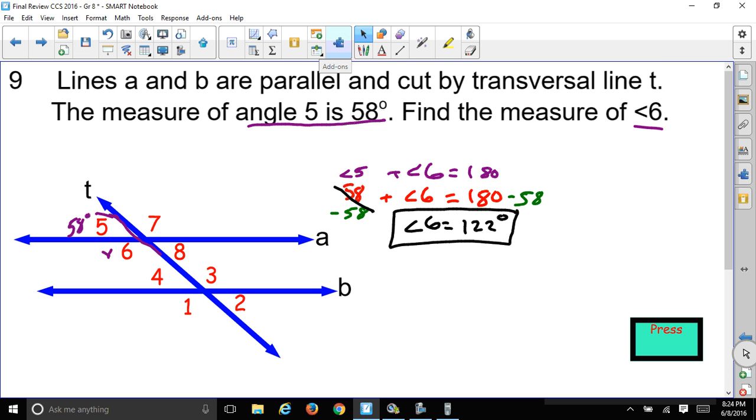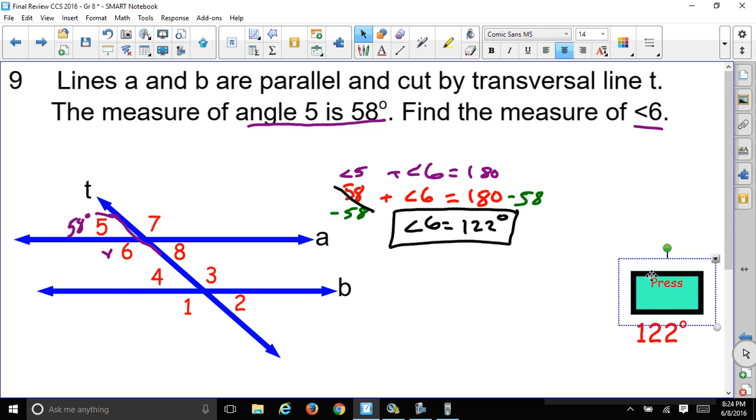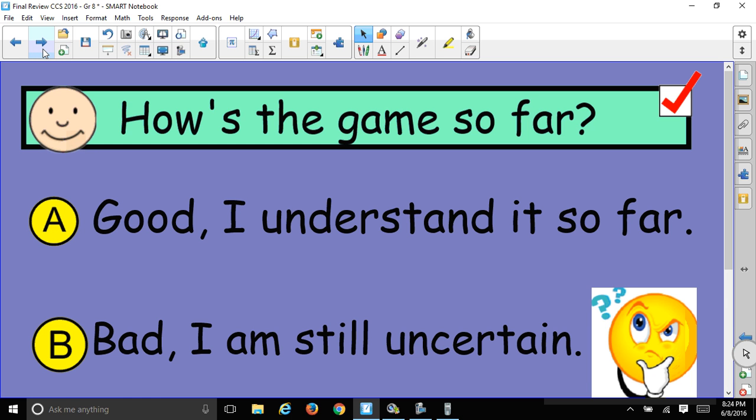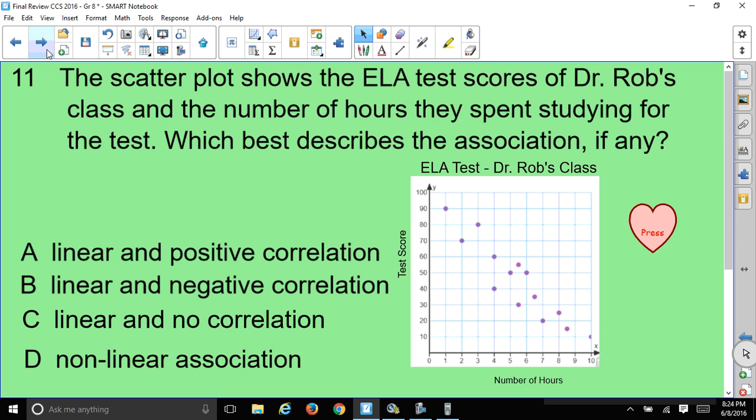So let's see, when we press the box, what do we get? 122 degrees. Good. So we are right. So check your answers, see if you got them right. If you're unsure, rewatch the video and write down your questions, bring them in the class.